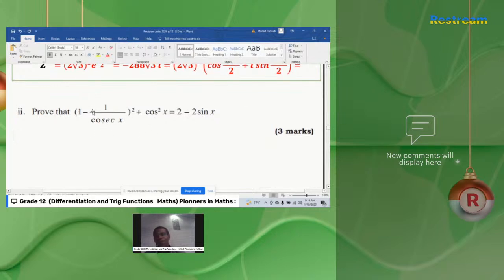Prove that (1 minus 1 over cosec) all squared plus cosine squared equals 2 minus 2 sine squared. Okay, thank you for listening. I hope that you got the point at least, how you can work with some questions.